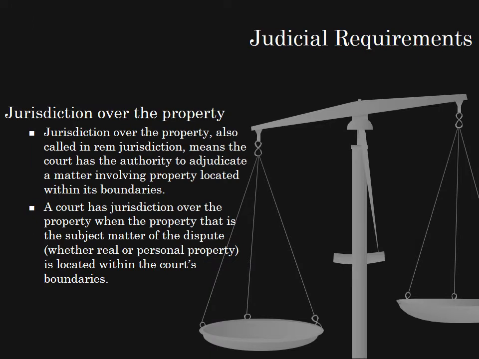The next type of jurisdiction we're going to talk about is jurisdiction over property. It's also called in rem jurisdiction. It means that that particular court has the authority to litigate matters that involve property within its boundaries. A court has jurisdiction over property when the property is the subject matter of the dispute, whether it's real or personal property. It's located within that court's boundaries, within that state's boundaries, and so it has in rem jurisdiction over that property.